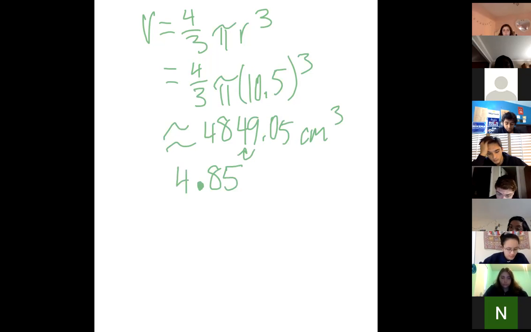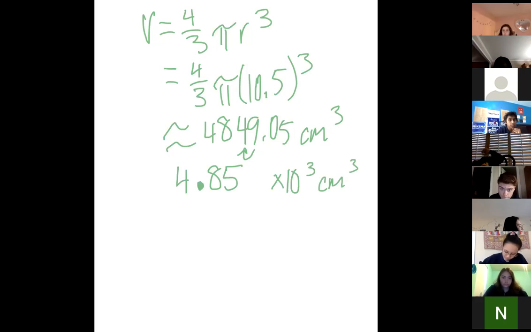Now, how many times do I have to multiply by 10 to get from 4.85 to 4,800? 3. Thrice. Yes, so this would be 10 to the 3rd power centimeters cubed. Cool?